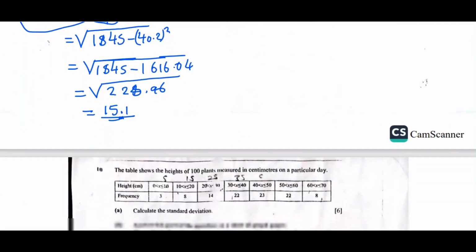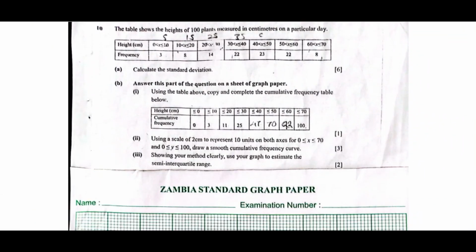Now let's move on to question B. Using the table above, copy and complete the cumulative frequency table below. Sorry, that's the paper that I'm using. Someone wrote these numbers, but anyway, we'll see what we can do. So how do we complete it provided these numbers are not there?